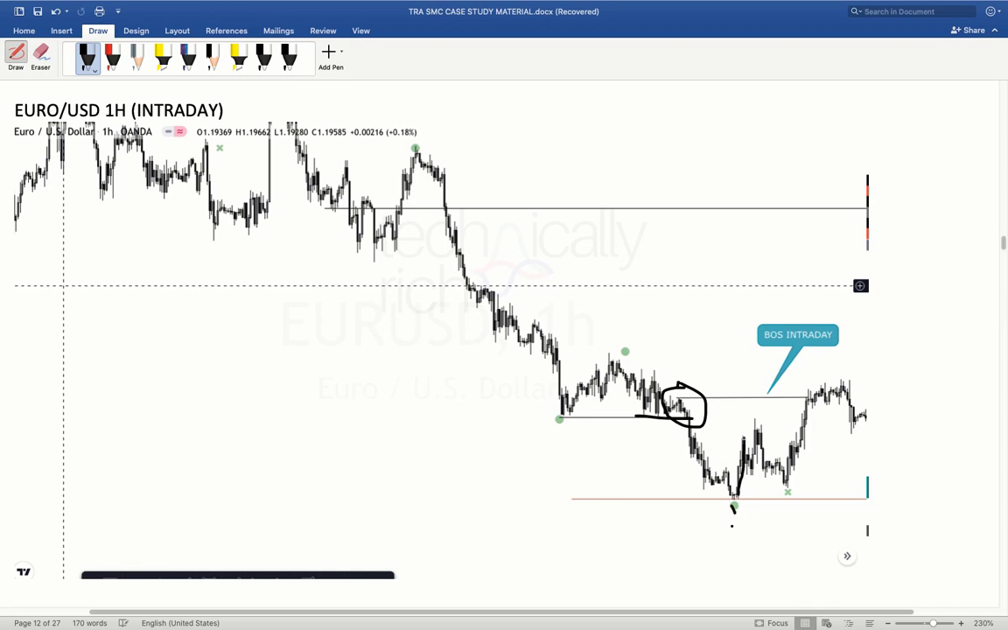Now price did this, tried to do this, and then this happened. Okay, and then this. So all of this was just maybe a complex pullback, right? This was like the attempt to create a new lower low here, but it failed. As you can see, it failed because it stopped here and started going back up. So we have that failed lower low there.